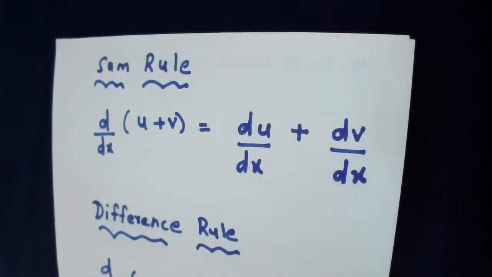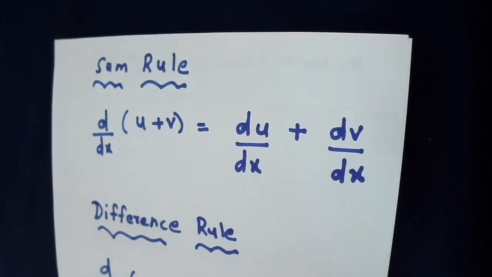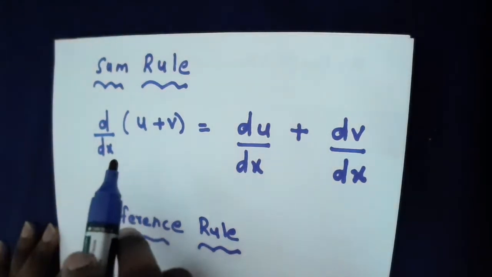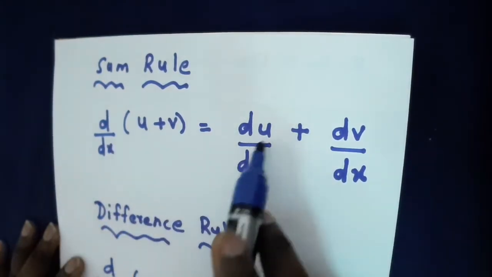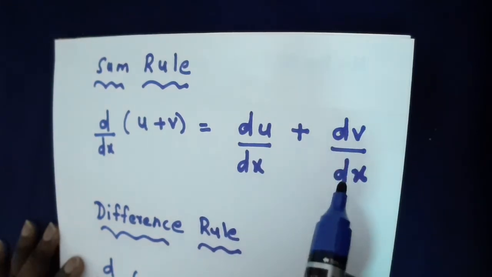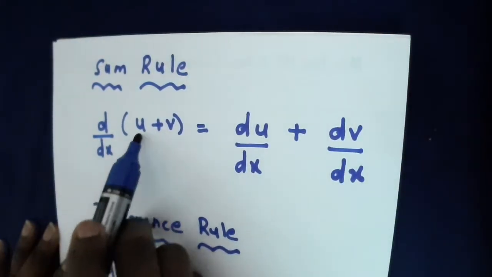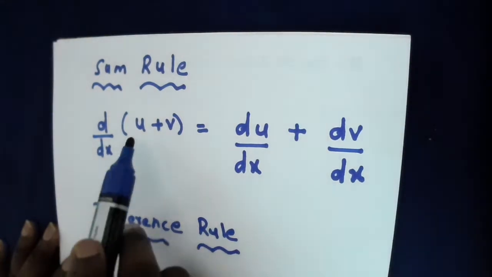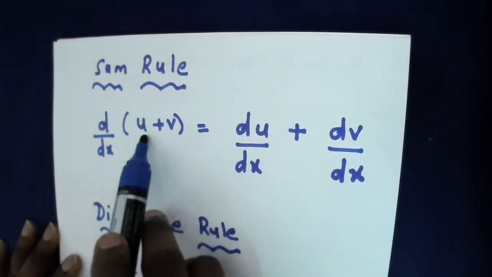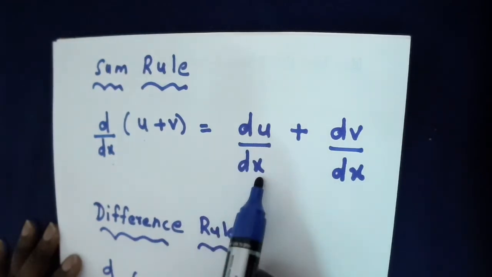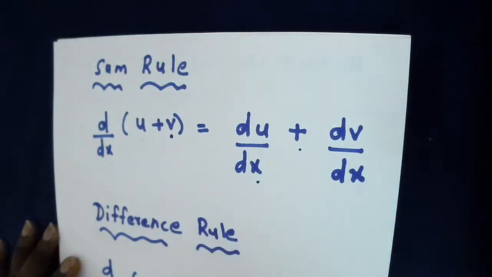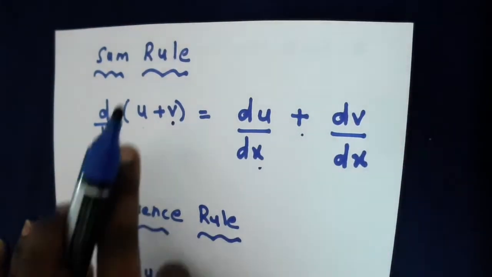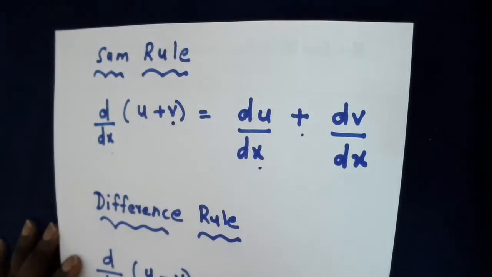Today we'll be discussing the sum rule and the difference rule. Okay. Sum rule is differentiation of u plus v, which is equal to du by dx plus dv by dx, which means you have to differentiate each and every term. First, we'll differentiate u. Differentiation of u with respect to x is du by dx, plus differentiation of v with respect to x is dv by dx. Okay, basically we have to differentiate each and every term for the sum rule.